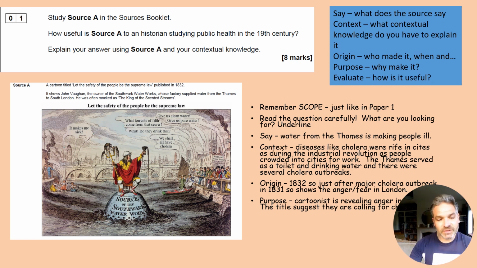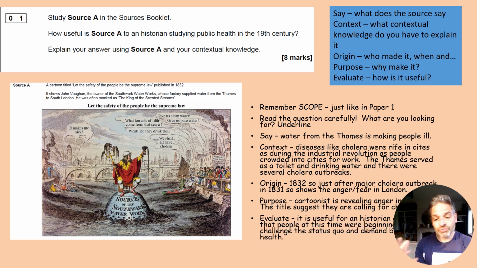And we look at the title, which is "Let the Safety of the People Be the Supreme Law." We can infer from that comment that this cartoonist is trying to demand change, and he's reflecting, or she's reflecting, most probably a man, I would imagine at this point, a certain amount of anger in the community, and that there was a desire for change. And so this is a really useful source for an historian, because it shows us that people were beginning to challenge the status quo and they were beginning to demand improvements in health. So there's an idea of the kind of thing I would do.